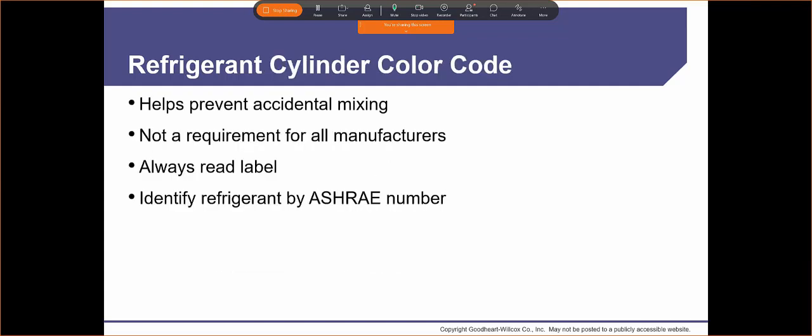So the refrigerant cylinder color code doesn't really exist anymore, okay? It used to.